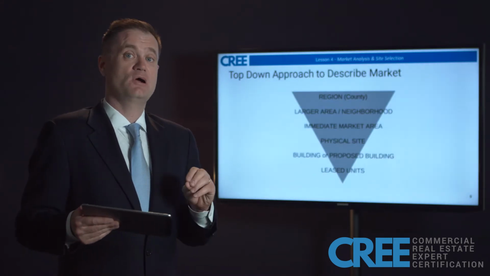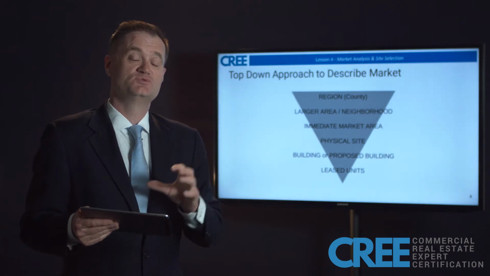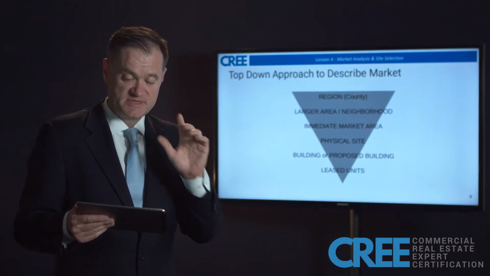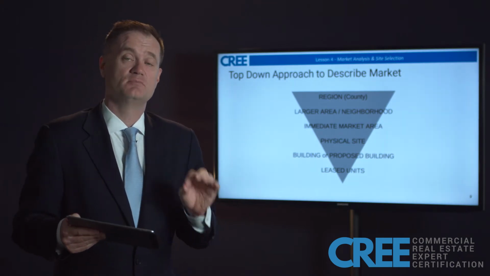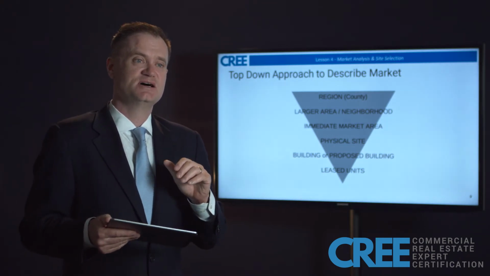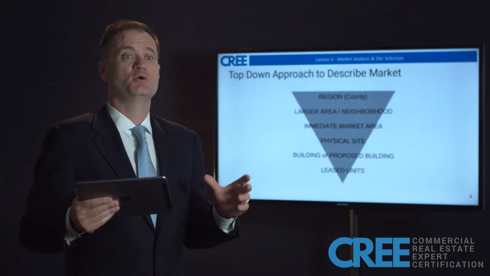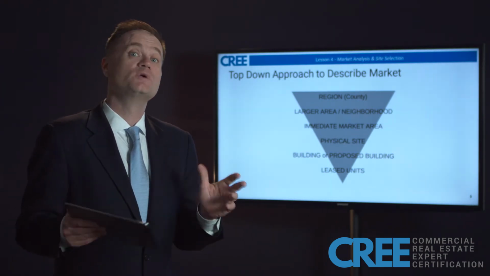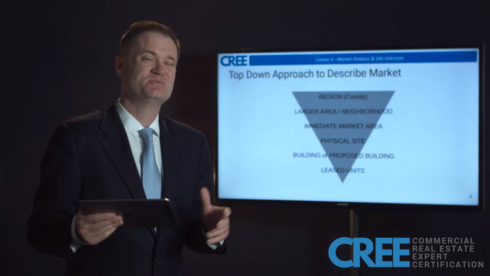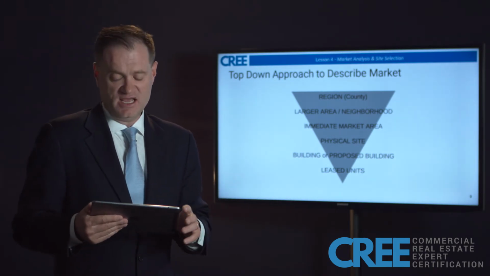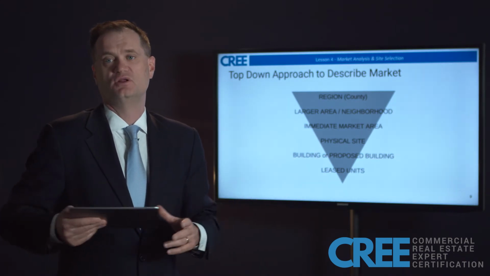Okay, when we're doing market analysis, after we look at which property type we're doing, we're going to take a step back and we're going to look at a top-down approach to describe the market. And this is the commercial appraiser in me that's looking at the bigger picture and saying, okay, what region do we have? And that's typically maybe the county or maybe it's a state, depending on where you're at. It's the largest area that you would look at.